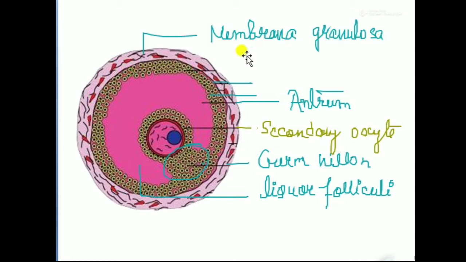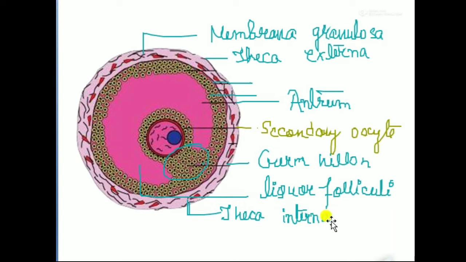If you see the membrana granulosa, the outer part is known as theca externa and the inner part is known as theca interna. That means the membrana granulosa is divided into two distinct zones, theca externa and theca interna, and the secondary oocyte is surrounded by a huge number of cells, and it forms a cavity. The cavity is known as antrum, and the liquid present in the cavity is known as liquor folliculi.